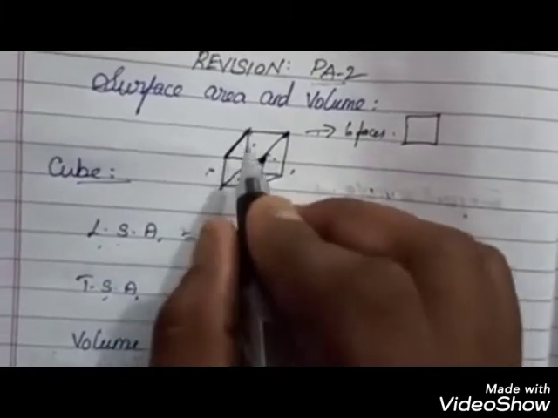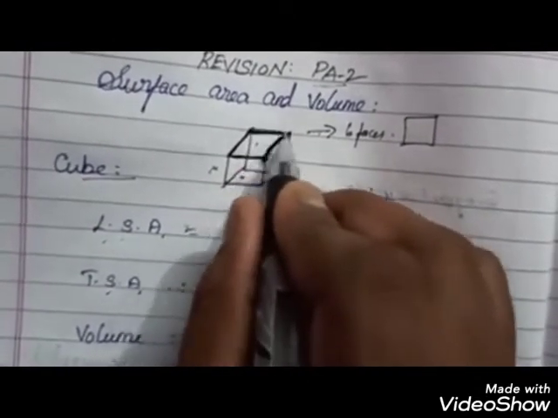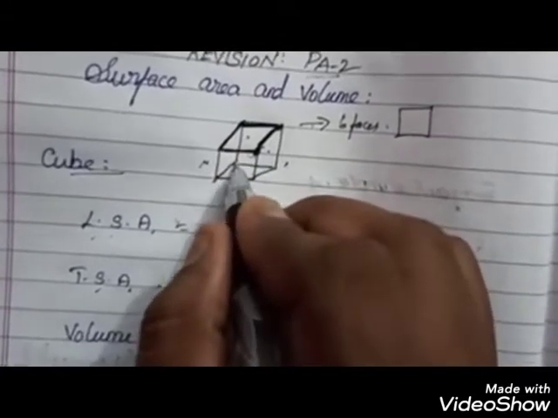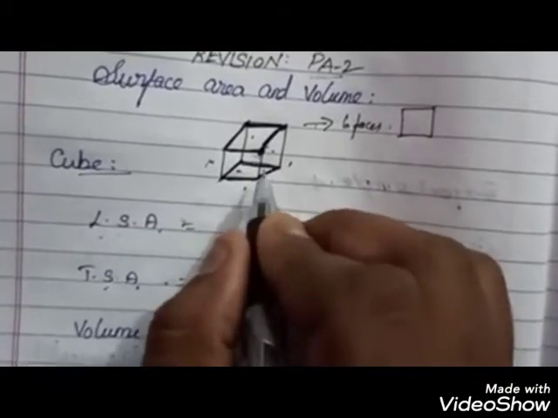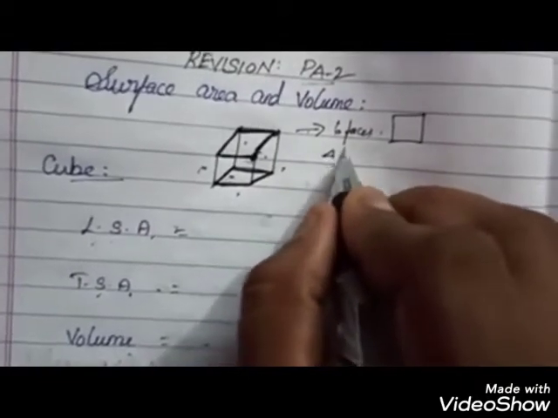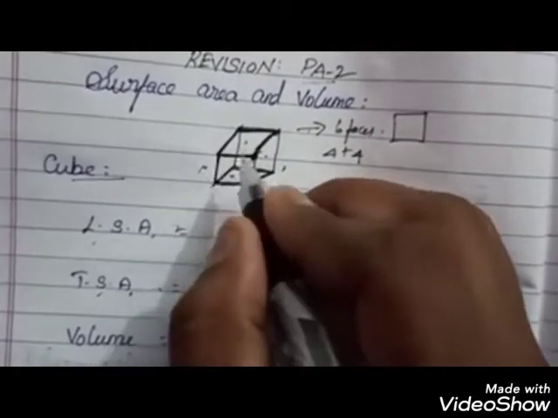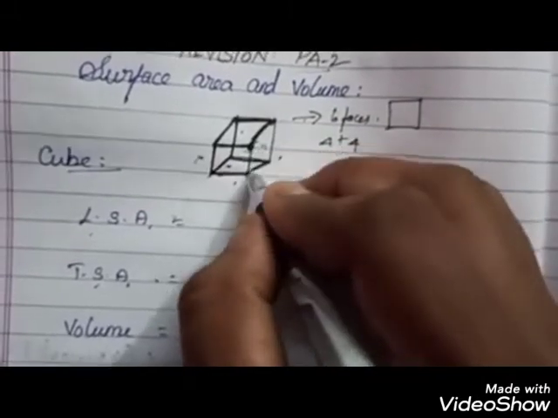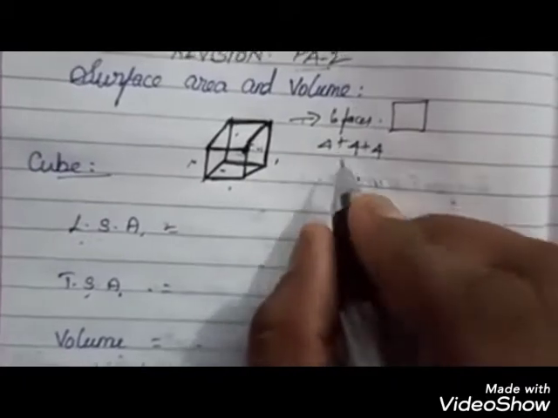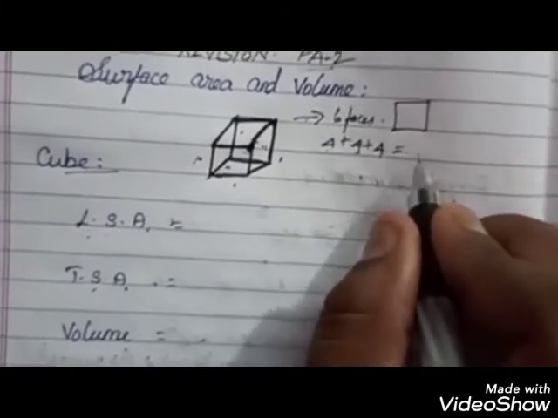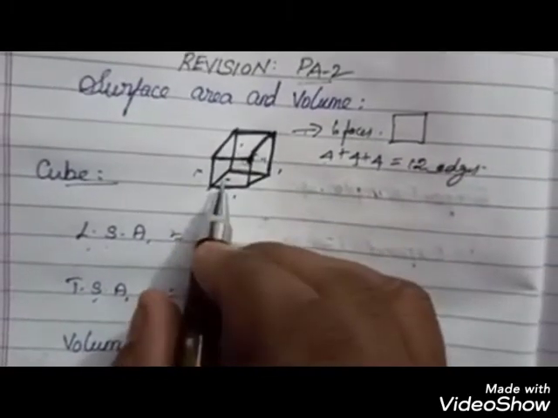So how many edges are there? 1, 2, 3, 4. So 4 are on the top. 1, 2, 3, 4. Another 4 are on the bottom. So 4 plus 4. Now you go here, this is the height portion. 1, 2, 3, 4. So 4 for the height. Now you see length, breadth, height. You get 12 edges.